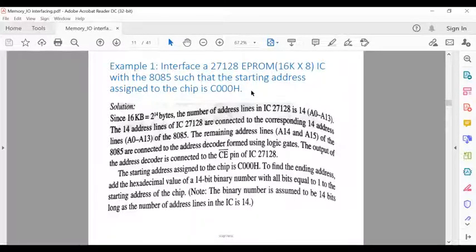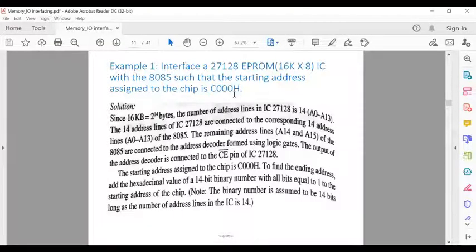Suppose there is a problem statement which is given over here: interface a 27128 EPROM, which is 16K cross 8 in size, with the 8085 such that the starting address assigned to the chip is C000H. Okay. Before executing this one, I would like to say something. While the 8085 has 16 address lines, the number of address lines in an EPROM chip depends on the storage capacity of the IC, as I have told you earlier.